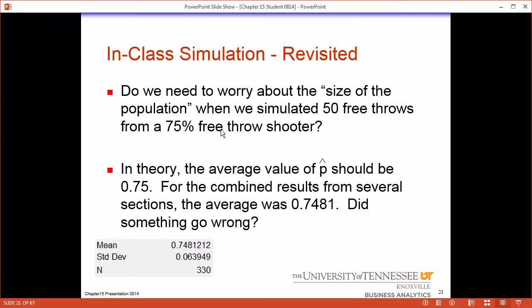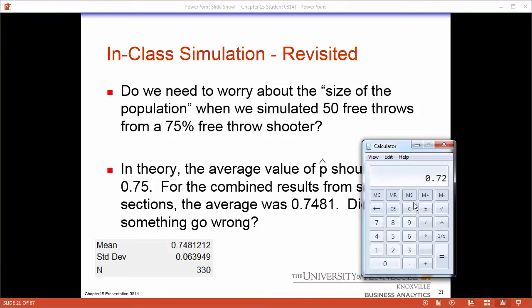So what does this mean for our free throw example? Well, we know that we should expect to see 75% made free throws, and that's where the mean comes from. The mean is just the population proportion. We need to calculate the standard deviation. So this is from our simulation down here. And let's see here, the square root of p times q over n.